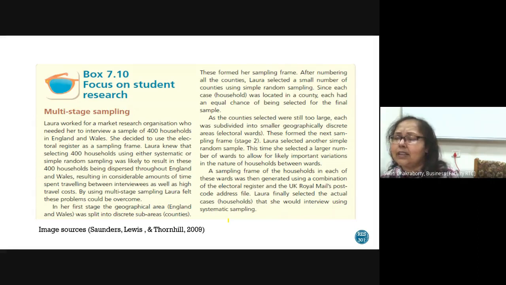Laura decided on another simple random sample, and this time she selected a large number of wards to allow for likely important variations in the number of households between wards. A sampling frame of households in each of these wards was then generated using a combination of the electoral register and the UK Royal Mail's postcode address file. She finally selected the actual cases, the households that she would interview, using systematic sampling.